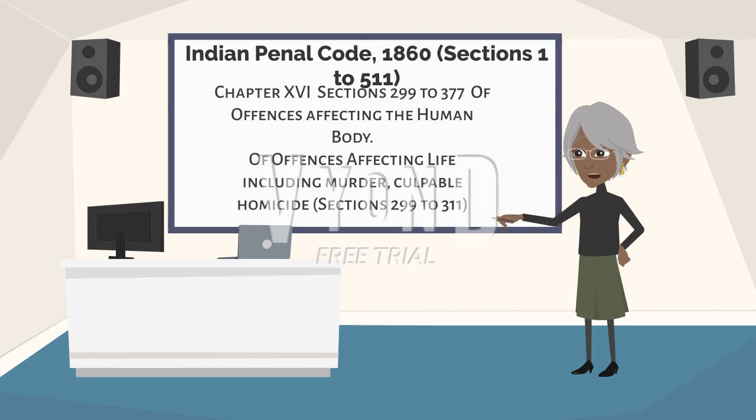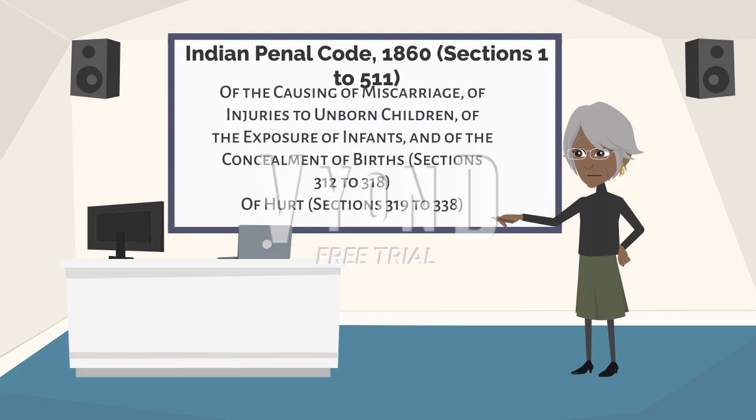Chapter 16, Sections 299 to 377: Of Offences affecting the human body. Of Offences affecting life, including murder and culpable homicide, Sections 299 to 311. Of the causing of miscarriage, of injuries to unborn children, of the exposure of infants, and of the concealment of births, Sections 312 to 318.